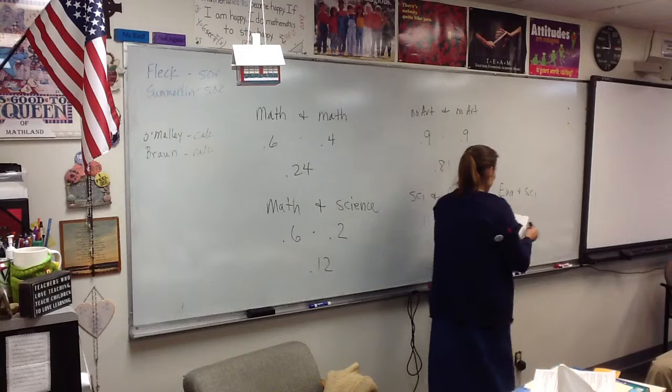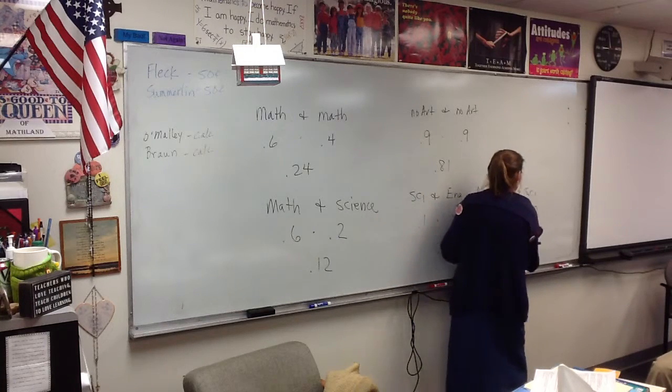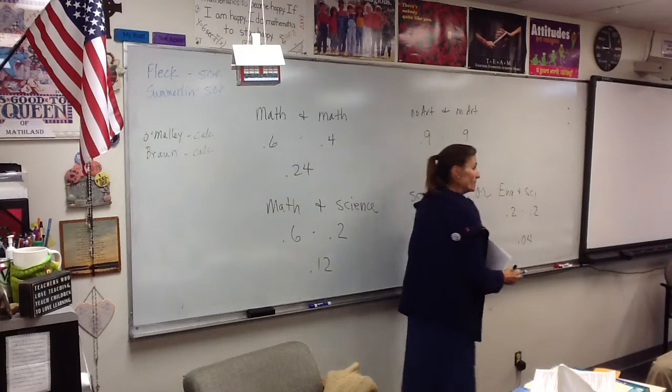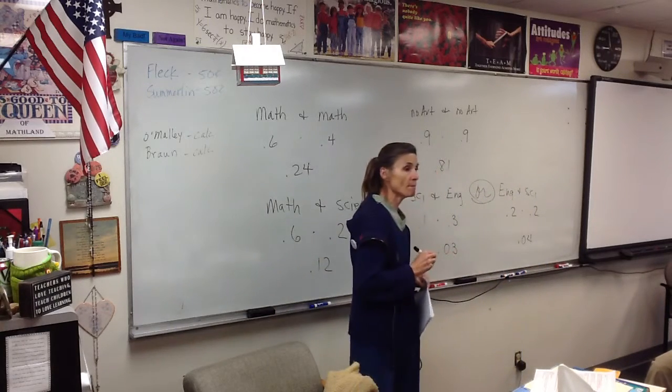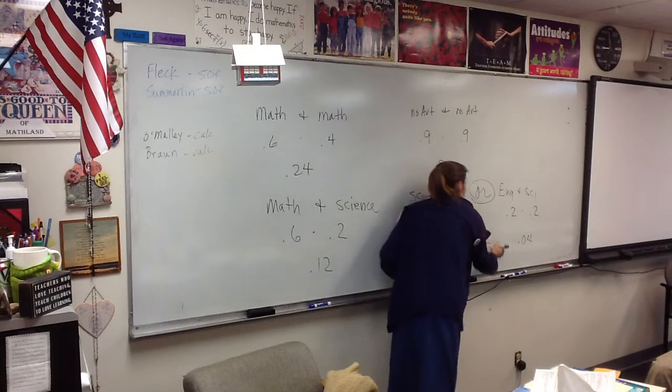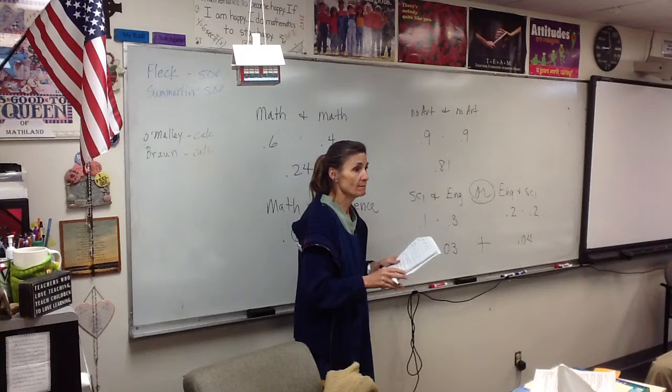Now, what about English and science? 0.3 times 0.2, which would be 0.04. Now, what do I do with those two numbers? Add them. So the answer to that is 0.07.